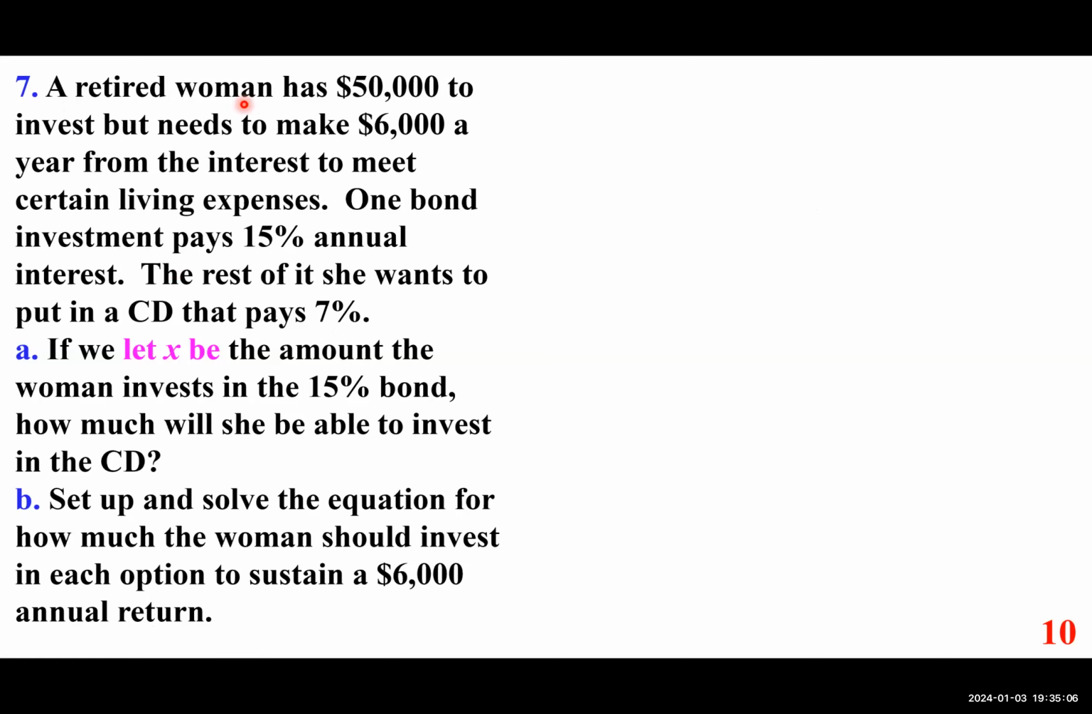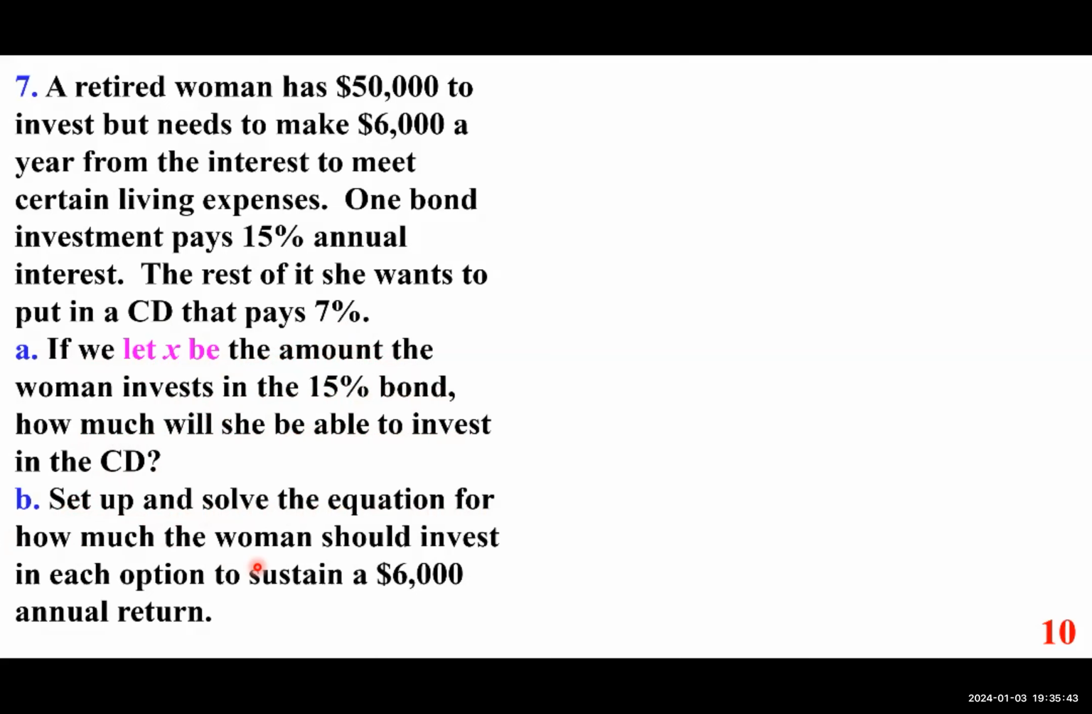A retired woman has $50,000 to invest, but needs to make $6,000 a year from the interest to meet certain living expenses. One bond investment pays 15% annual interest. The rest of it she wants to put in a CD that pays 7%. If we let X be the amount the woman invests in the 15% bond, how much will she be able to invest in the CD? Set up and solve the equation for how much the woman should invest in each option to sustain a $6,000 annual return.